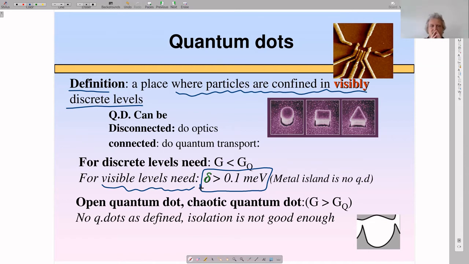Quantum dots are usually classified by the observation method. We will mostly talk about transport quantum dots. In this case, the discreteness of the levels is resolved by means of a transport experiment. In order to arrange the transport, you need to connect the dots somehow to the leads.